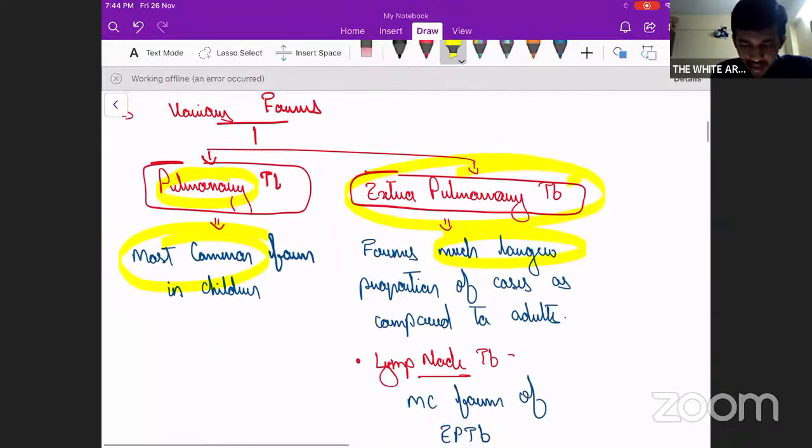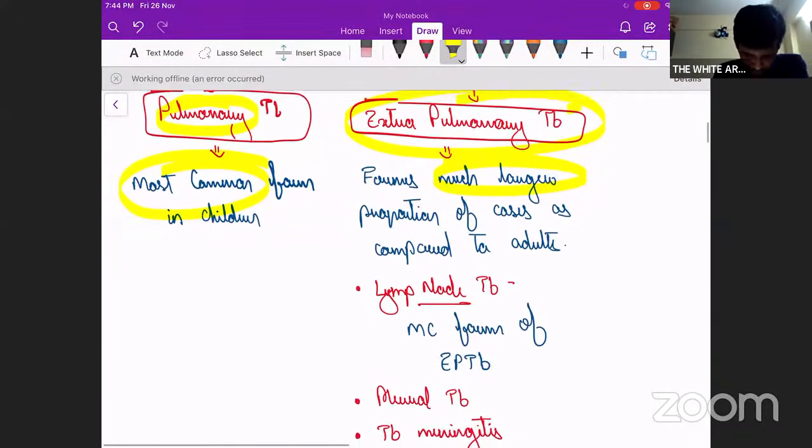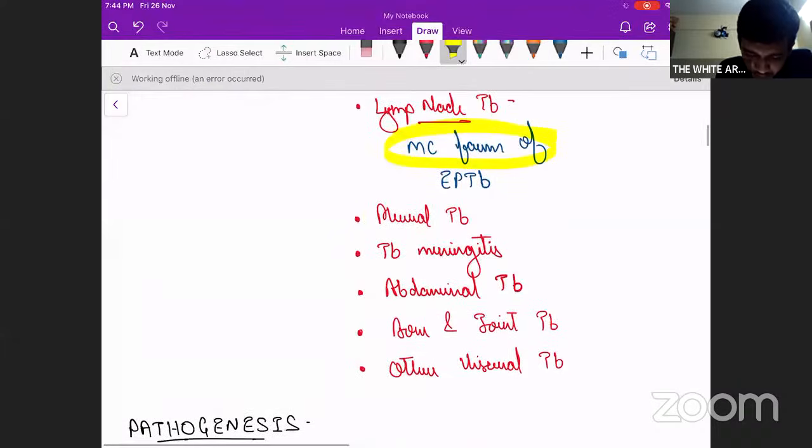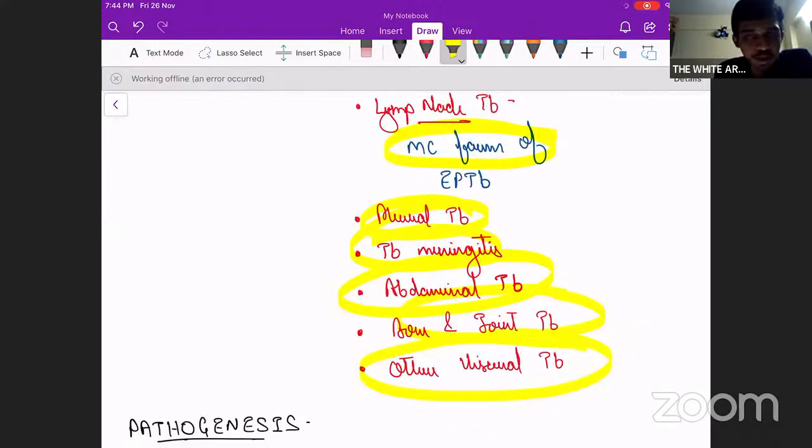Yes, very good. It is lymph node TB. This is the most common form of extrapulmonary tuberculosis in children. Others can be pleural TB, TB meningitis, abdominal TB, bone and joints can be involved, or any other visceral tuberculosis.